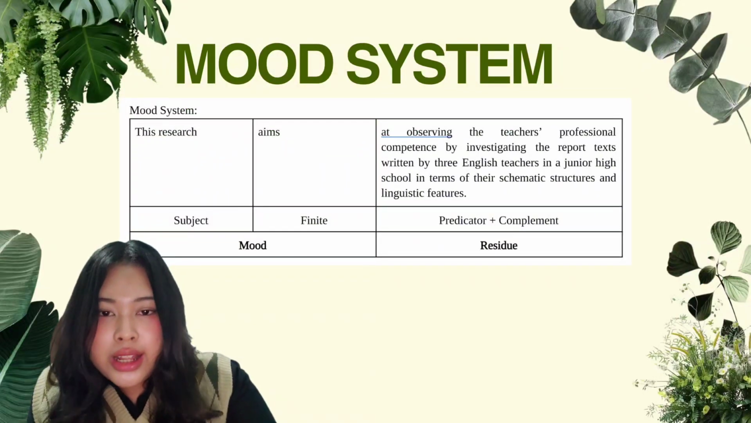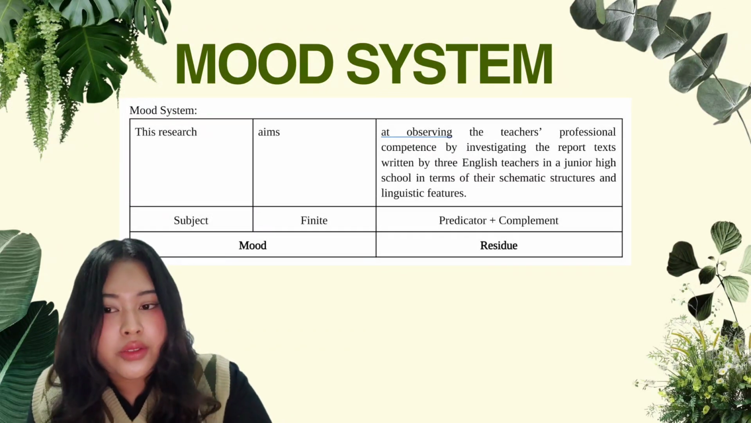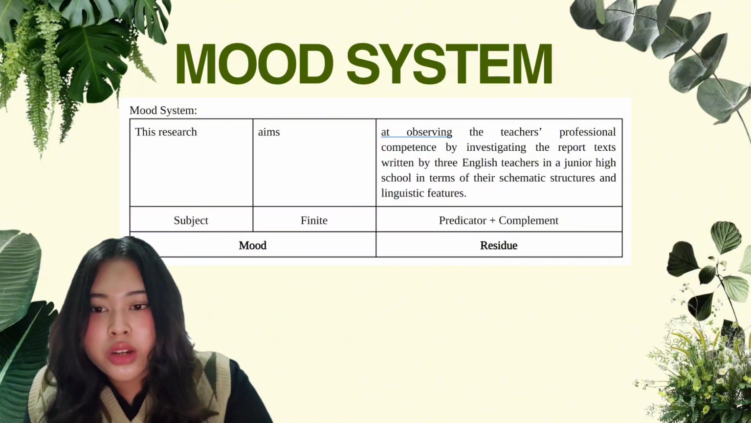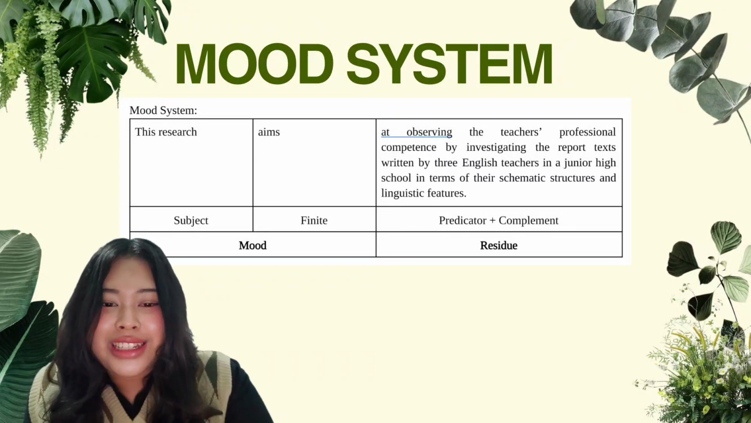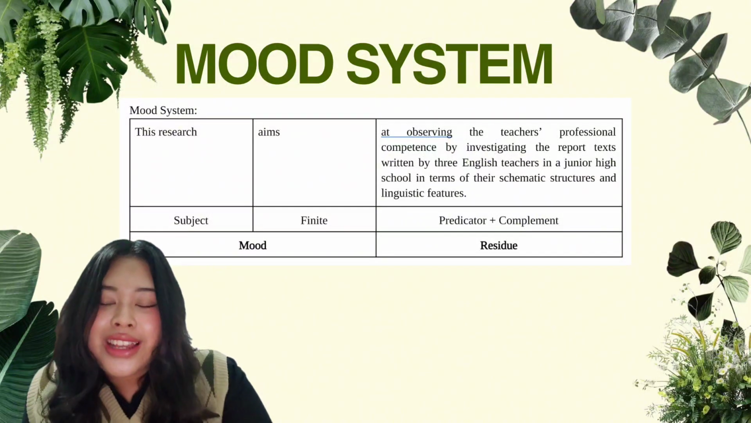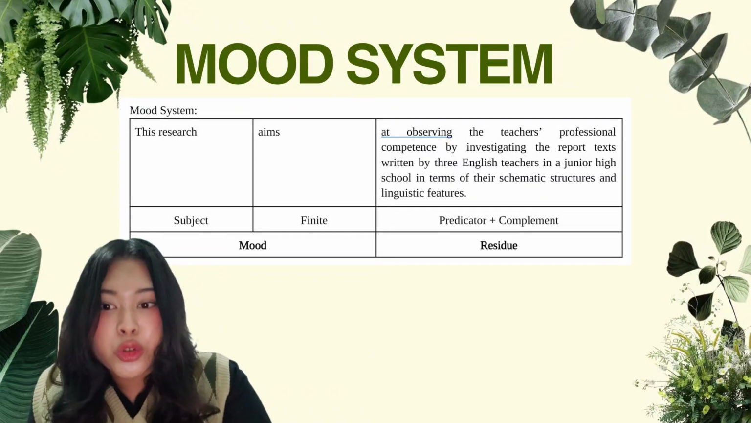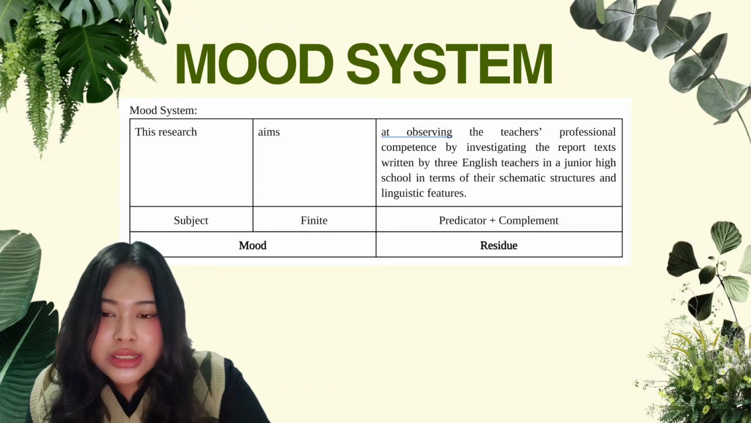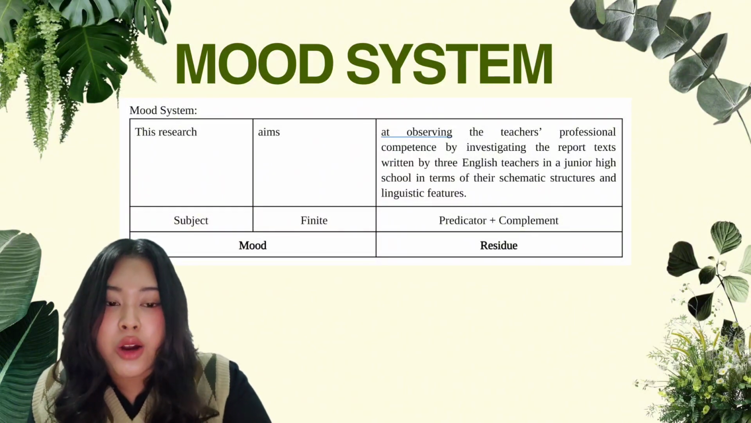Now, we're going to analyze the mood for this sentence. The mood type here is declarative, which means it is a statement giving information. Let's find the mood block first. The subject is this research. The finite is actually hidden inside the verb aims because it is in the present tense. The finite is fused with the verb. So this research, which is our subject, plus aims, which is our finite, creates our mood block. And the rest of the sentence, at observing the teachers' professional competence, is our residue block.